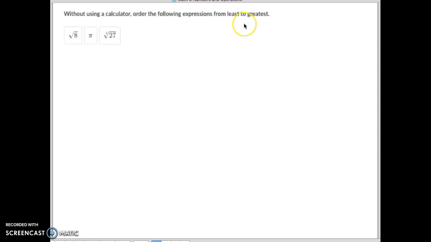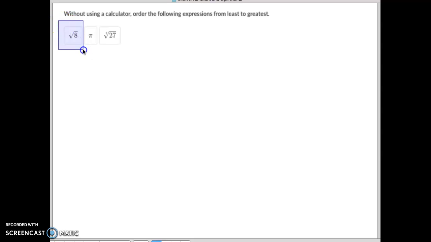Without a calculator, calculating these from least to greatest. All right, so first of all, pi is about 3.14. The cubed root of 27, what number times itself 3 times equals 27? That would be 3, so this one is 3. This one here is 3.14, so a little bit bigger.